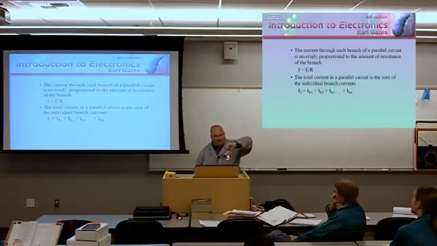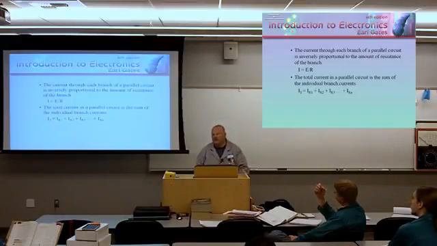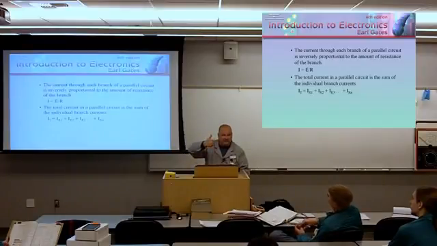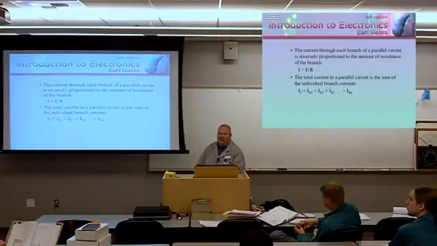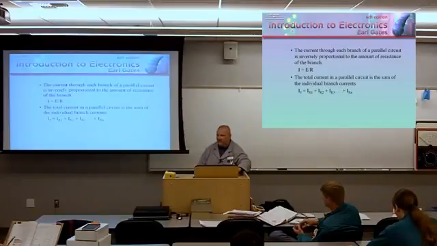Bigger accident, less flow of traffic. Smaller accident, traffic flow increases. Plain and simple. So keep that in mind. The path of least resistance in a parallel circuit will have the highest current flow through it. The total current in a parallel circuit is the sum, literally the sum, of the individual branch currents. That's why we call parallel circuits current dividers.